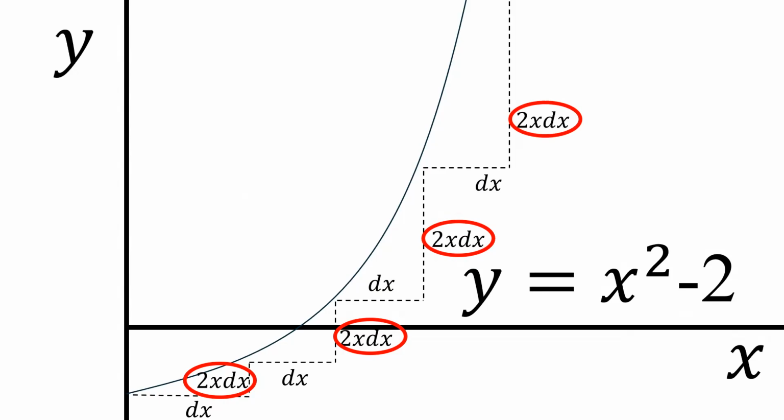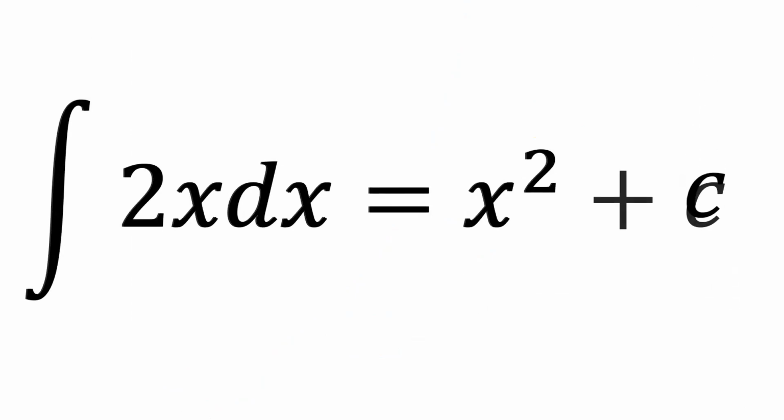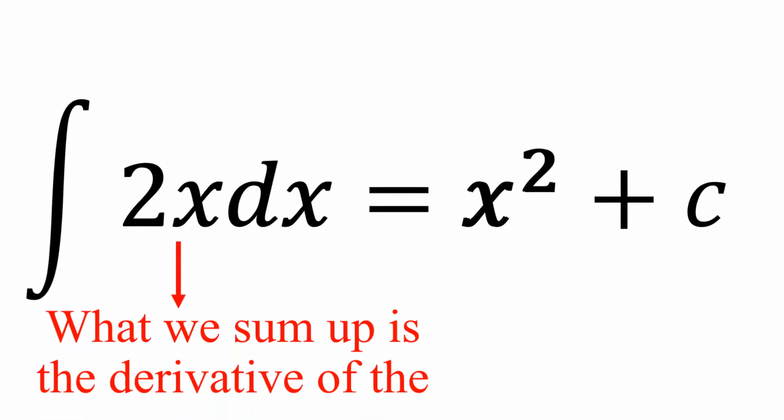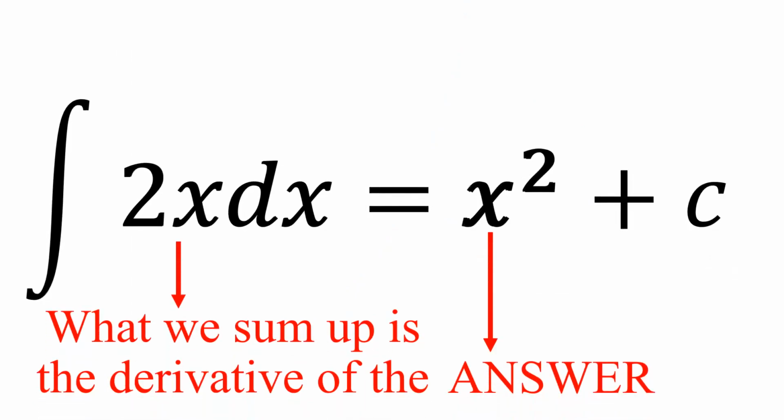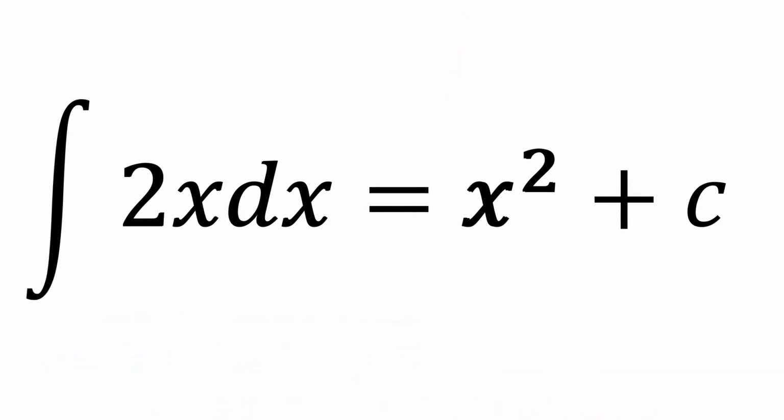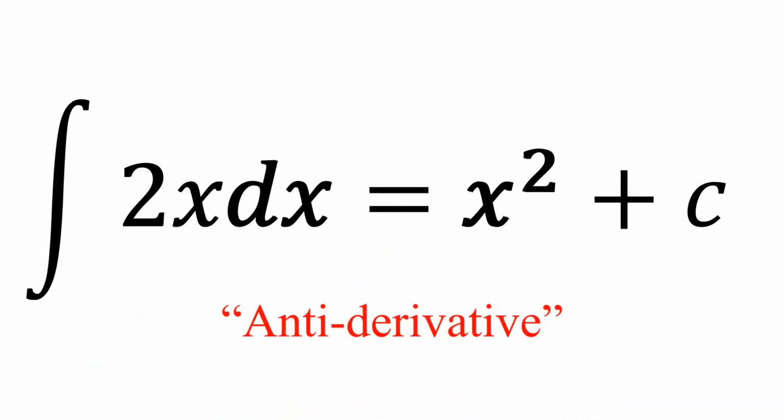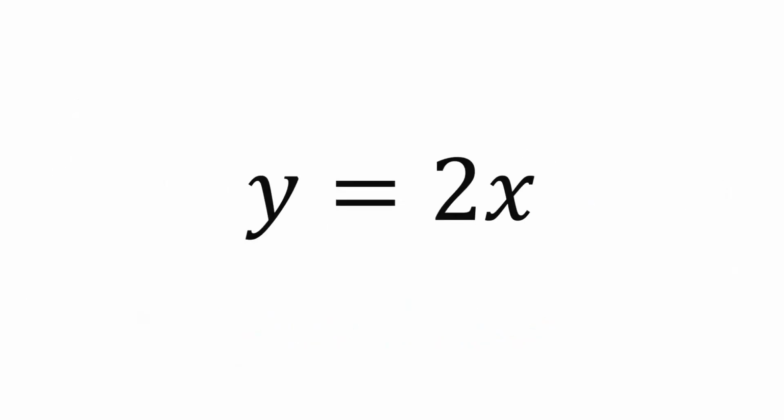So what does this mean? We have to add a constant c, because we don't really know where the change started. And since what we sum up is the derivative of the answer, integral is always deemed as an antiderivative. Now, this process of summing is the exact reason why integral is always associated with area.